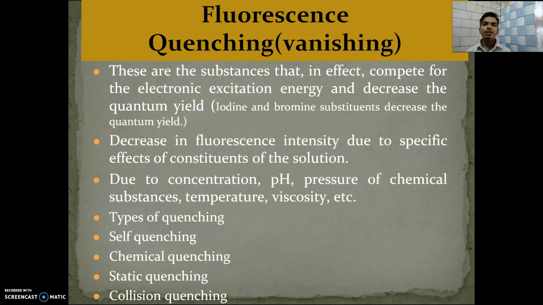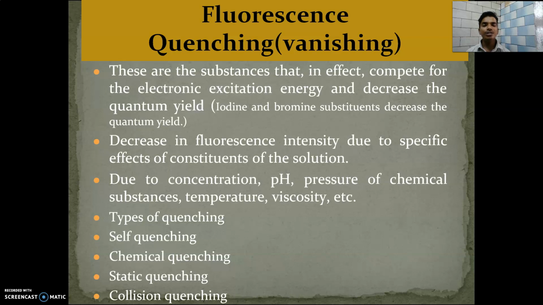Then an important thing is what quenching is, and what fluorescence quenching means. It is nothing but the vanishing or decreasing and stopping of the fluorescence. Quenching means substances in effect compete for the electronic excitation energy and decrease the quantum yield, or sometimes vanish the quantum yield or the fluorescence. So iodine and bromine substances decrease the quantum yield. So these are the quenching substances that vanish the fluorescence.